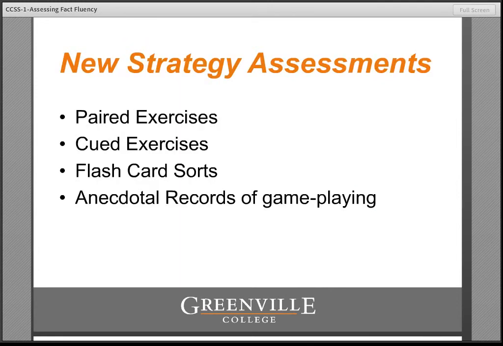So some new strategy assessments when you're just focusing not on the old review but the new things can include some things we've talked about already. The paired exercises and cued exercises were in a previous lesson. Flashcard sorts we talked about in a previous lesson. And the anecdotal records of game playing. Games count to kids. They want to do well, and so oftentimes you can see them using facts here, especially if you choose games intentionally for the capacity to generate random facts. So you can take some anecdotal records during game playing of children to see what kind of facts they're generating quickly and where it is that you see them falling into like a count it out or using their fingers, that kind of a thing.